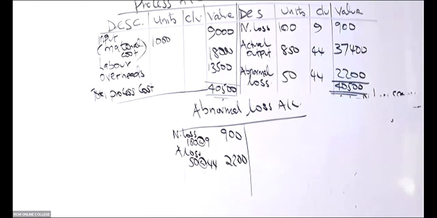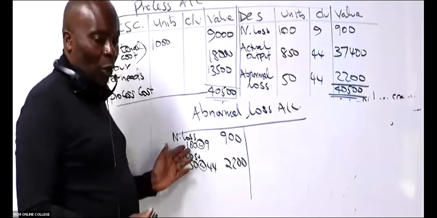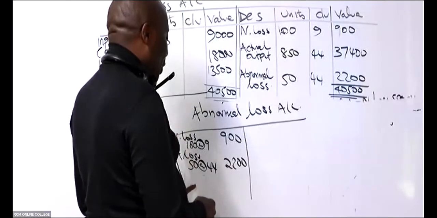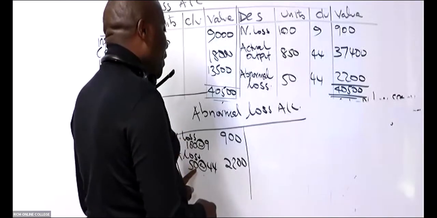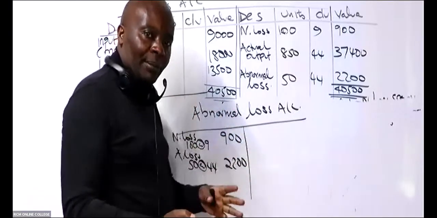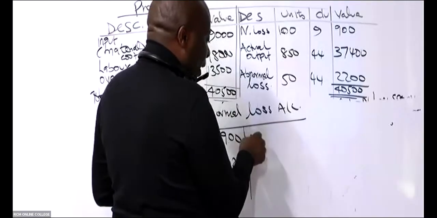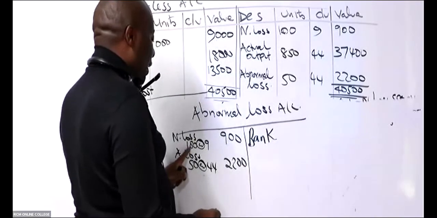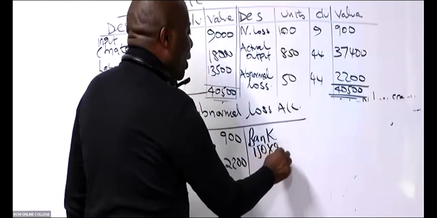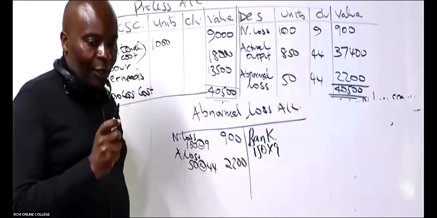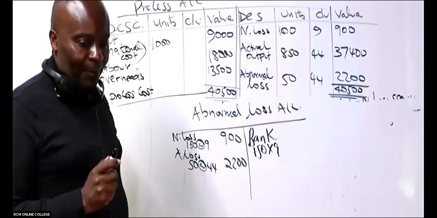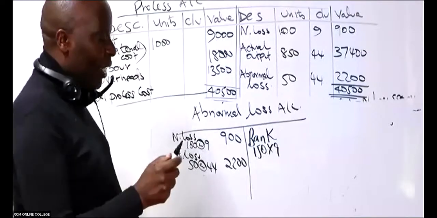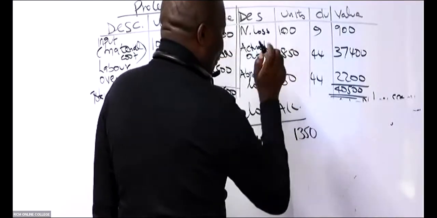Now, ladies and gentlemen, please listen. How many units do we have representing the loss? Total loss will be 150. These total loss units, we shall scrap them. We sell them and receive money through the bank, so we debit the bank account and credit this account by saying bank. Don't forget to scrap them at the scrap value given. So 150 times 9 gives me a figure of 1,350.